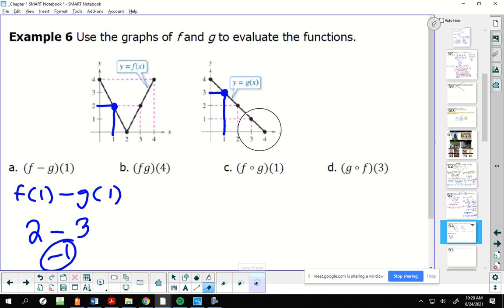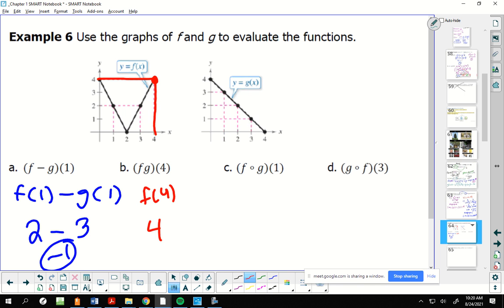And if you guys just want to look, right, you don't even have to write this out on your homework. You can just say, oh, f of 4 is a height of 4 times g of 4. Well, g of 4 has a height of 0. When x is 4, the height is 0. So 4 times 0 is 0.